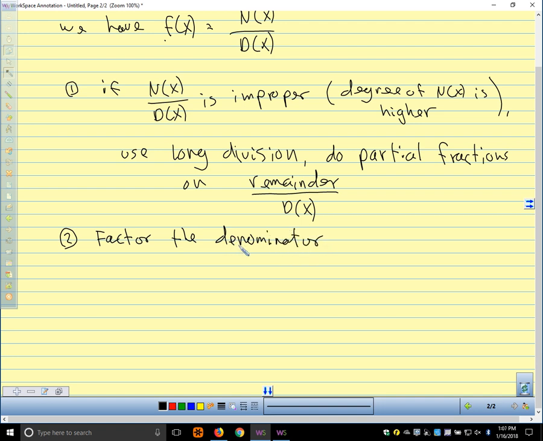And when we factor a polynomial, we're always going to be able to factor it into linear terms, something like x plus 5, or quadratic terms, x squared plus x plus 1, that won't factor anymore. That's when we factor completely, we end up with either linear factors or quadratic factors.